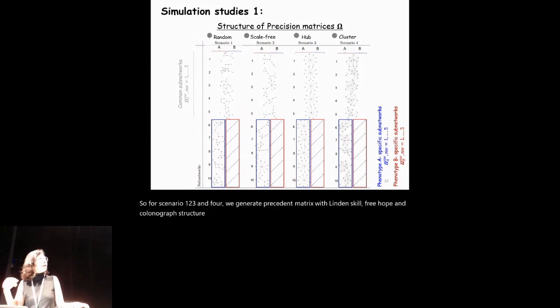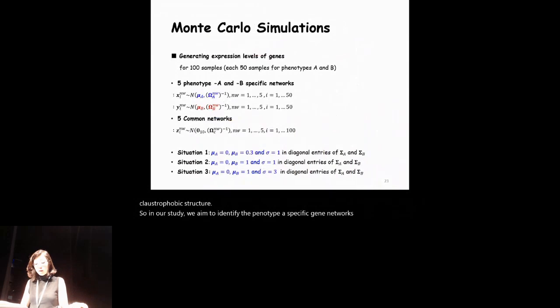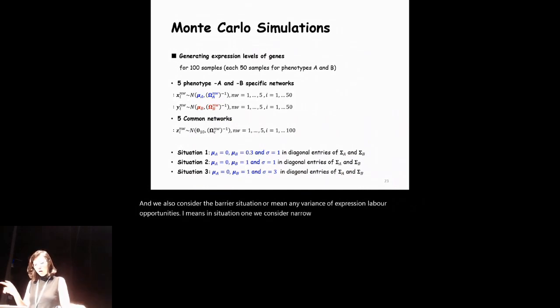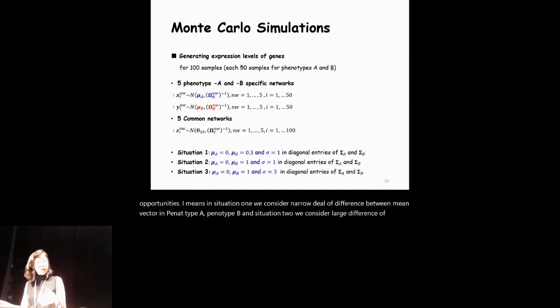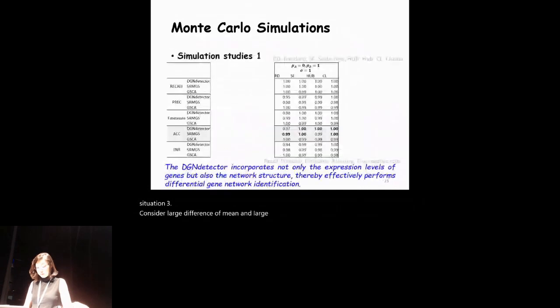In our study, we aim to identify the phenotype A specific gene networks. We then generate expression levels of genes based on the generated precision matrix. We also consider various situations of mean and variance of expression levels of genes. In situation 1, we consider not a great difference between the mean vectors in phenotype A and phenotype B. In situation 2, we consider a large difference of mean. In situation 3, we consider a large difference of mean and large variance of expression levels of genes.